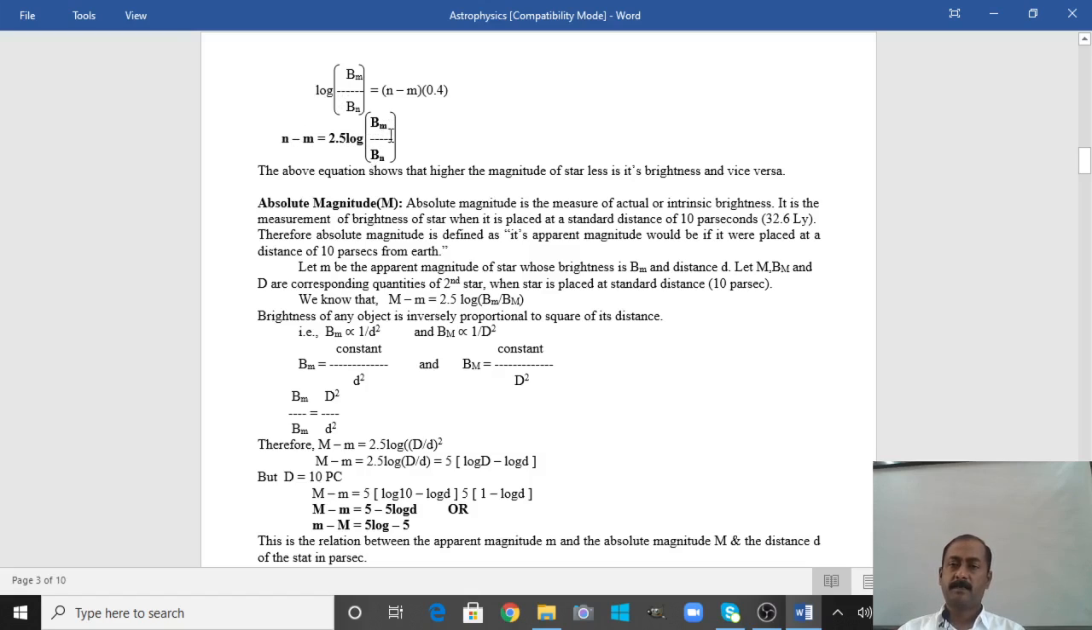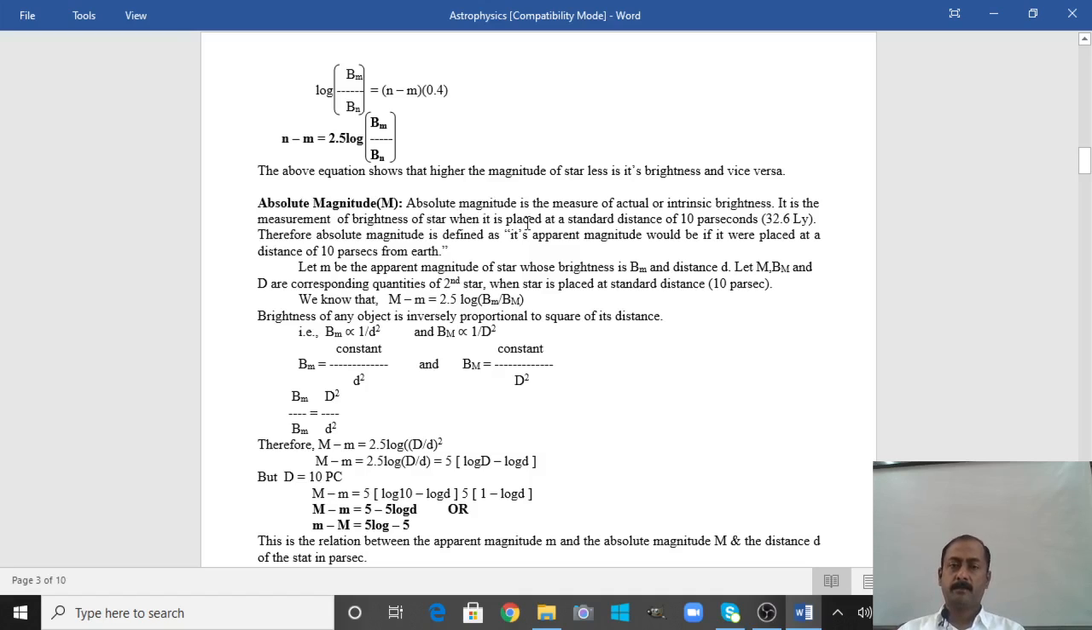This final equation shows that the higher the magnitude of a star, the less is its brightness. Higher the magnitude, lesser the brightness, or smaller the magnitude, higher the brightness. This is the apparent magnitude. Let us see the absolute magnitude.